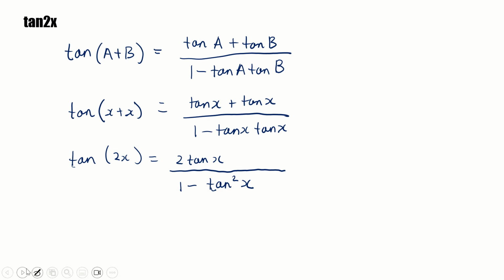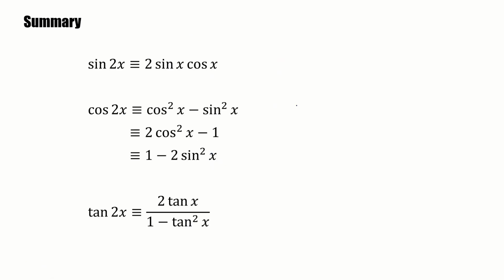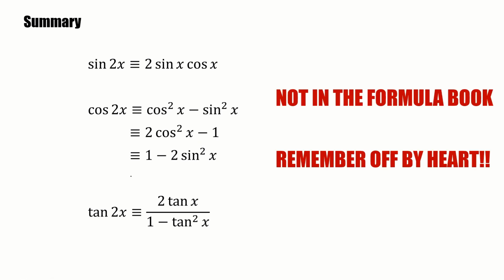So in summary, so far, the identities are as you can see on your screen. However, a warning: these are not in the formula booklet, and therefore you do need to remember these off by heart. That might seem like an arduous task because there's five identities written here, because of the three different ones for cos 2x.